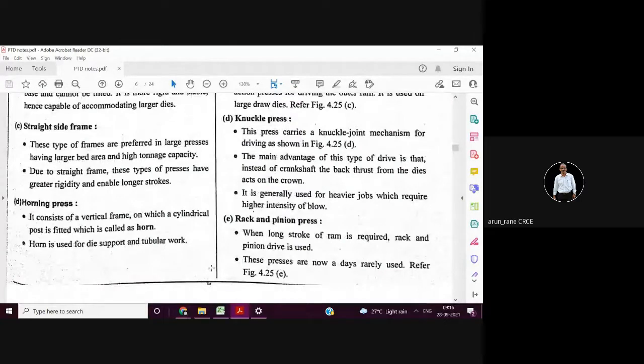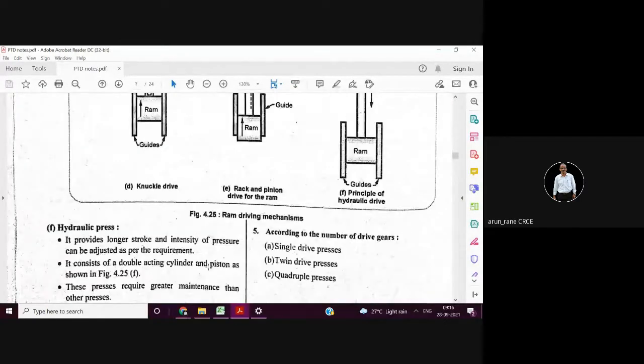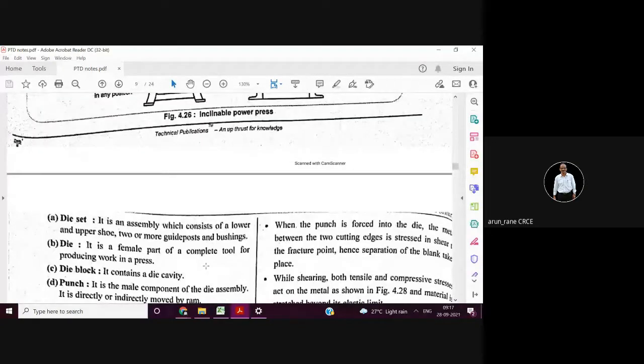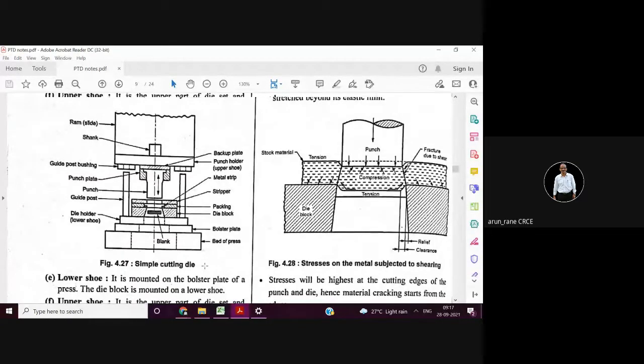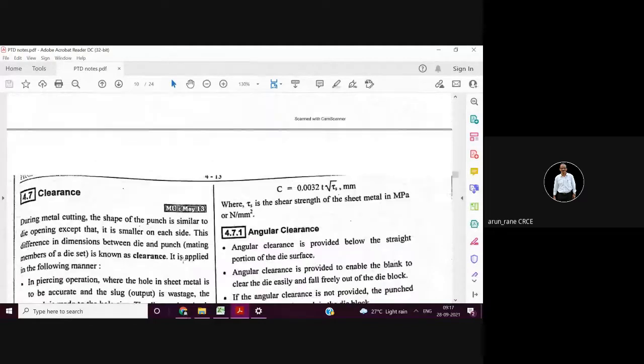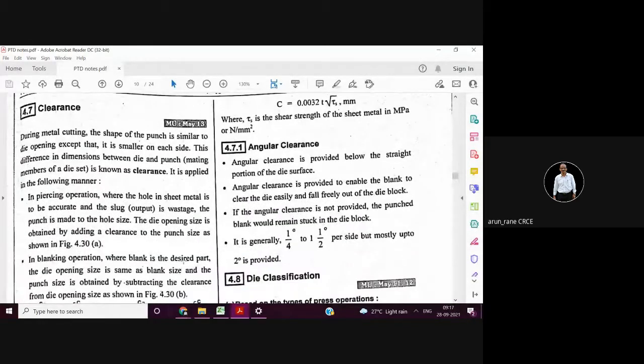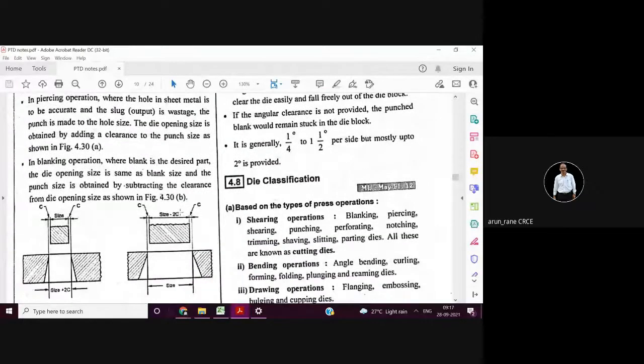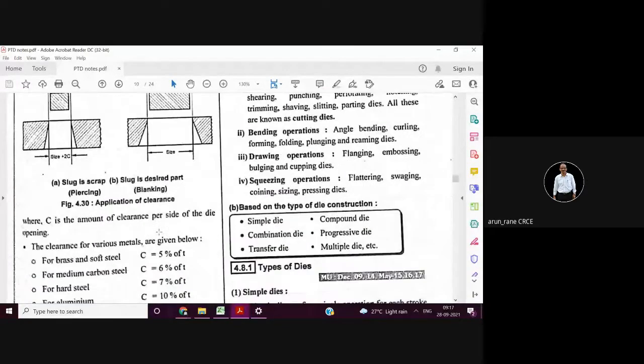Yeah, also what the different types of presses are, what the parts of the die are, and clearance. Clearance is generally taken as 5% for medium carbon steel. Oh, here it is given 6%, 5% is also fine. It will be specified in the numerical.